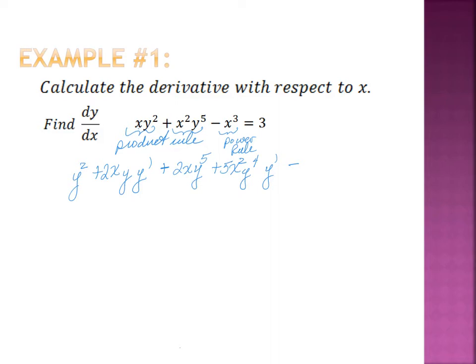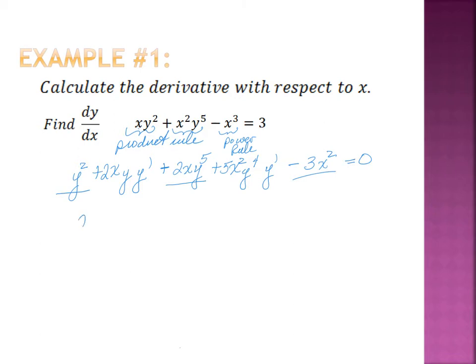Now, minus my last term in the set, 3x squared, no notation because it's x, and the constant derives to 0. Okay, so it's all derived. Now it's time to solve for y prime. So I'm going to move the y squared and the 2xy to the 5th power and the negative 3x squared to the other side by either subtracting or adding the opposite of whatever I have.